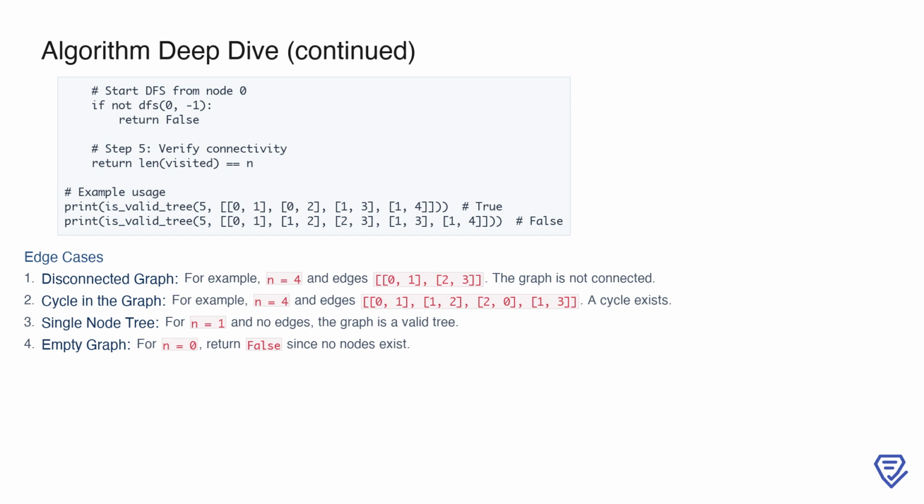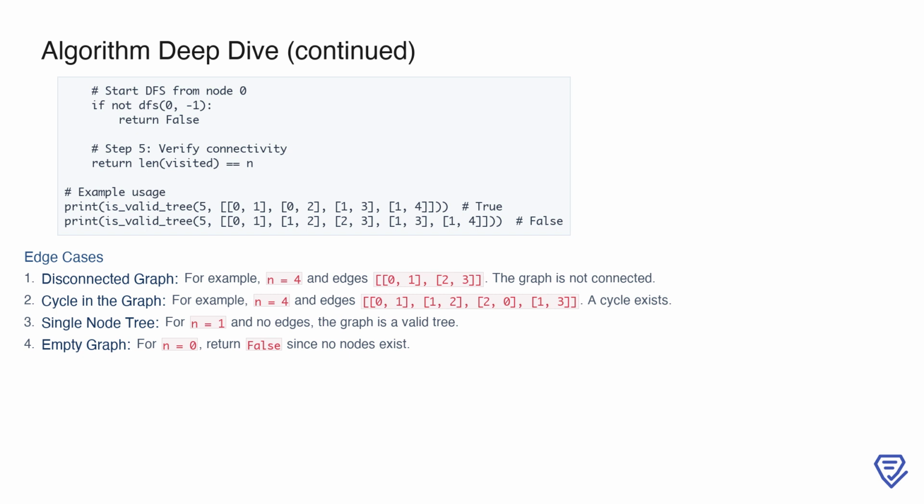Finally, we initiate the DFS from node 0, passing -1 as the parent since it has none. If the DFS detects a cycle, we return false. After the DFS completes, we verify connectivity by checking if the size of the visited set equals n. If all nodes were visited and no cycles were found, we return true.